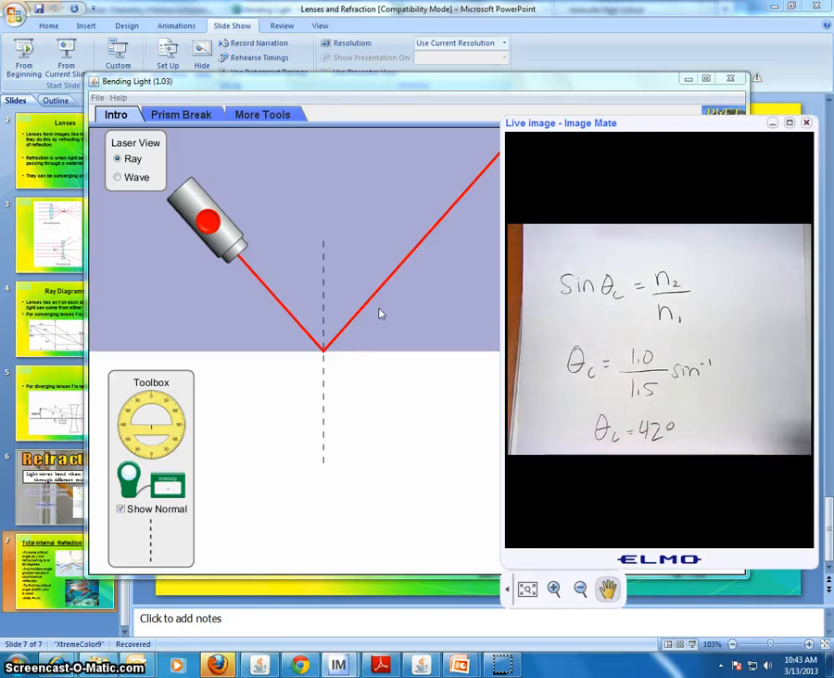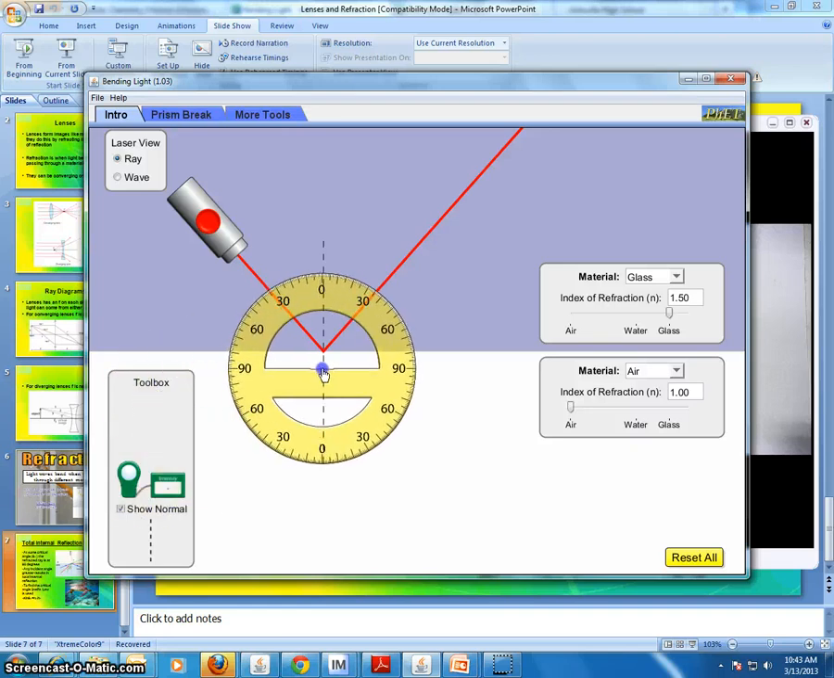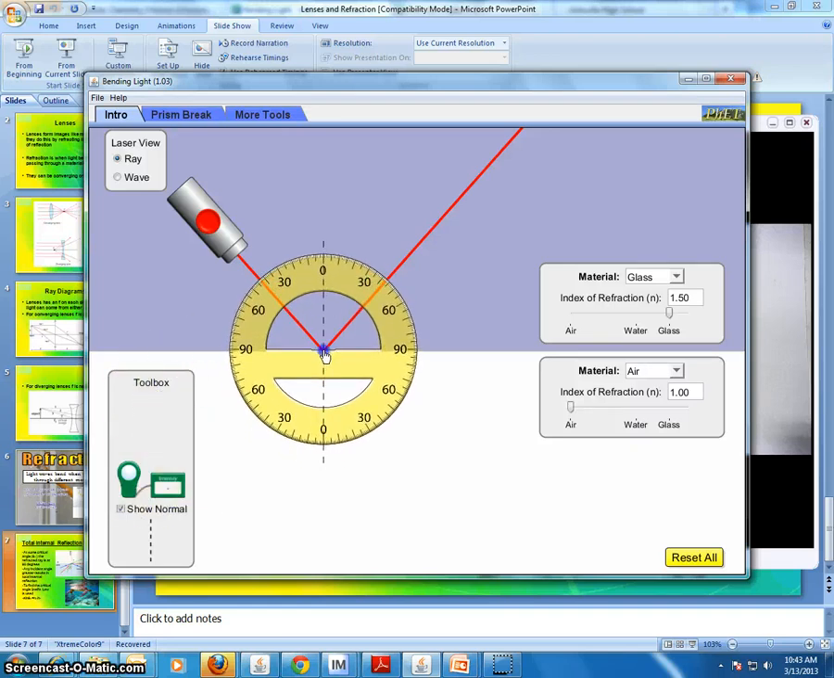Let me quickly confirm with my simulation. I have a protractor here, and I'll set it right there so you can see this is about 42.